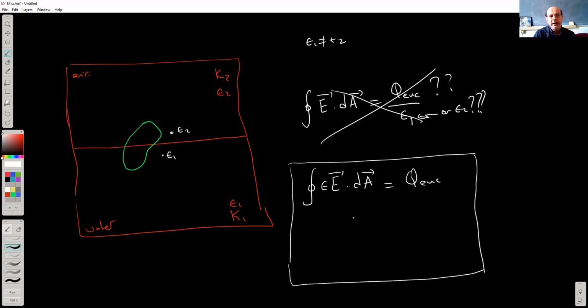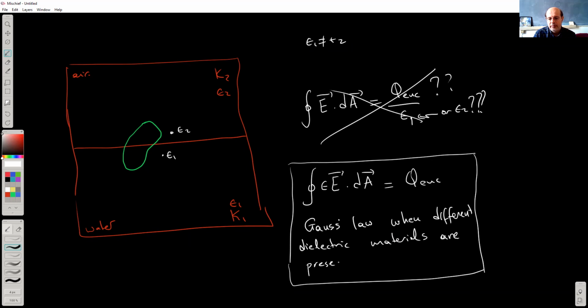That's what I'm going to say. Unfortunately, I have to show some examples of using Gauss's law in that form. How should we use it? Since the permittivity is changing with position, there might be some problems where epsilon has different values inside the integral. I have some examples, so I'm going to show them to you in some offline videos. So that's Gauss's law when different dielectric materials are present.